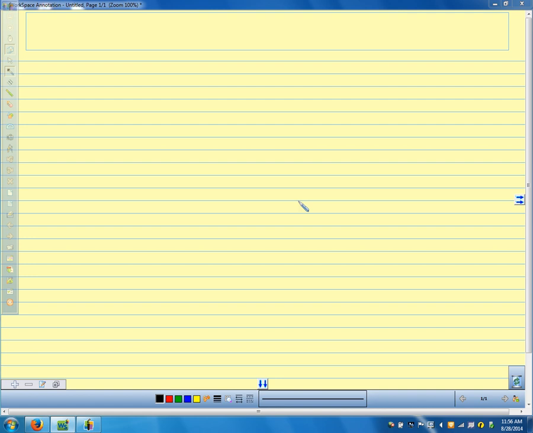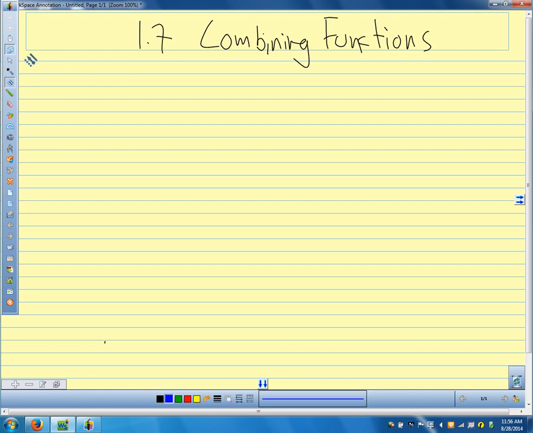So starting off in section 1.7, we're going to talk about combining functions. And basically what we're talking about today is doing arithmetic with functions.